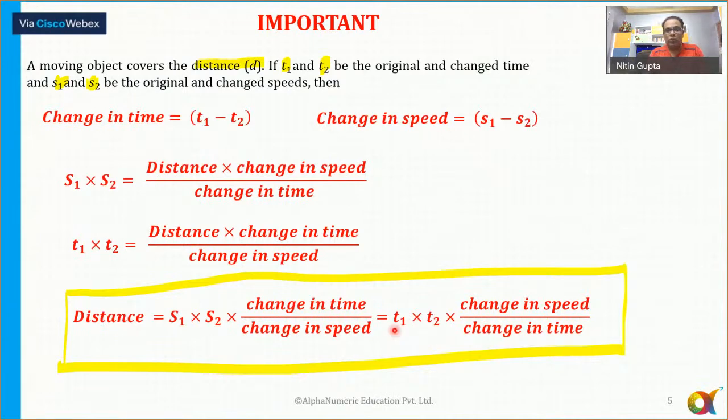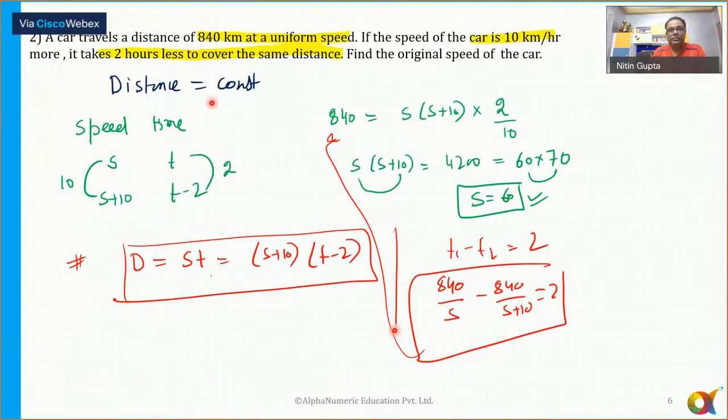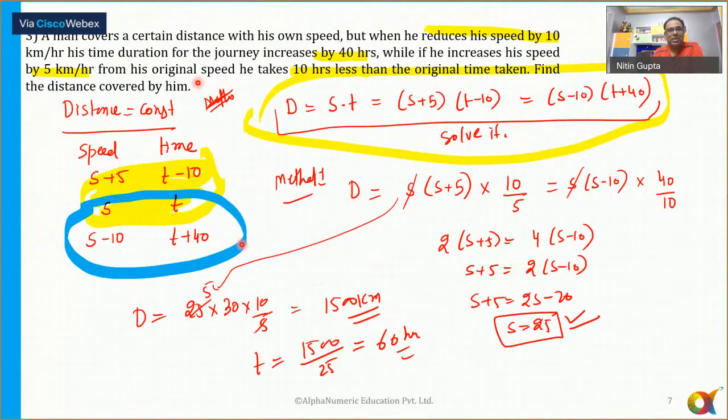Now, if you observe what I have done in this question: in the first scenario, when it is s plus 5 and s, the change in speed is 5 units, and t minus 10 and t, the change in time is equal to 10 units. So I just applied the formula, distance equal to s into s plus 5 into change in time upon change in speed. In the second scenario, it was s and s minus 10, so the change in speed is 10. And in this case, t and t plus 40, the change in time is 40. So s into s minus 10 into 40 by 10.